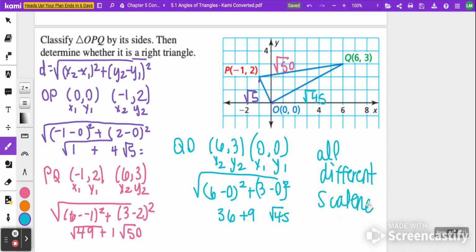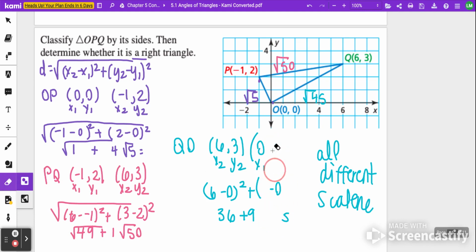The one thing I do need to see is, I determined if it was a scalene, isosceles, or equilateral. Now I've got to determine if it's a right triangle. And how I do that is I look at what angle looks like a right angle, and then I figure out, is it showing a perpendicular slope? So what I maybe would do is find the slope from P to O, and then find the slope from O to Q. And I can also find the slope from P to Q and just see if they have any slopes that are going to show that perpendicular relationship.